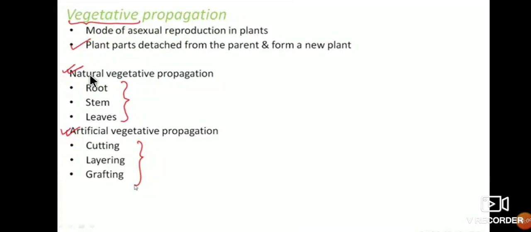In this, there are two types. The first one is natural vegetative propagation and the second one is artificial vegetative propagation. But in your syllabus, natural vegetative propagation is there. So we are going to discuss these three concepts: by root, by stem, and also by leaf. In your textbook they have given first leaf, second stem, third root, I think. So we are going to study one by one.